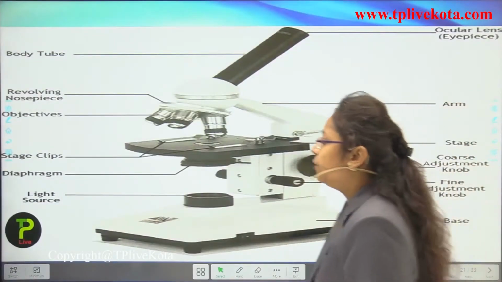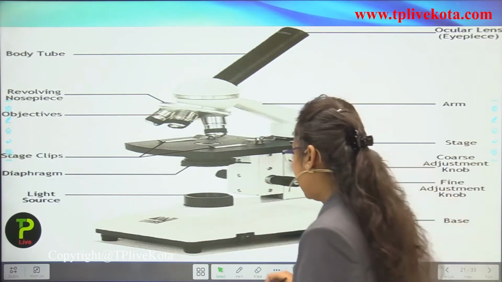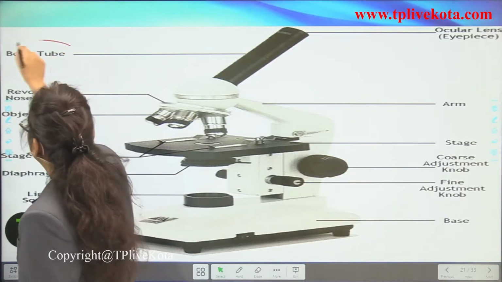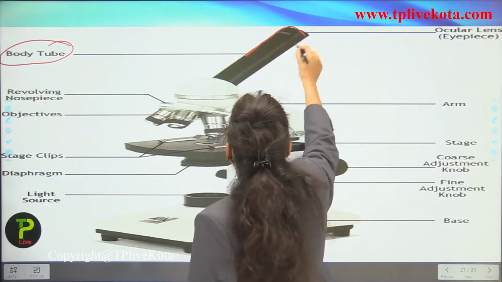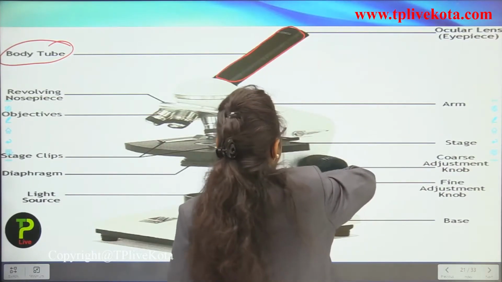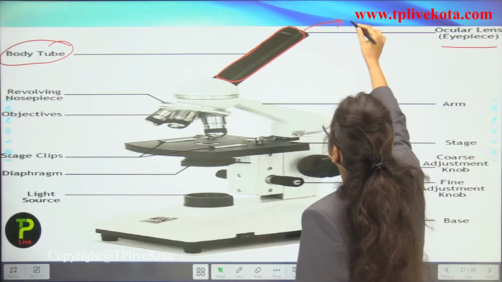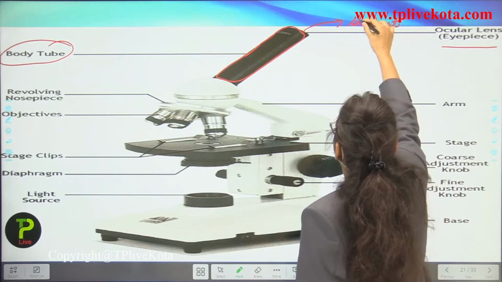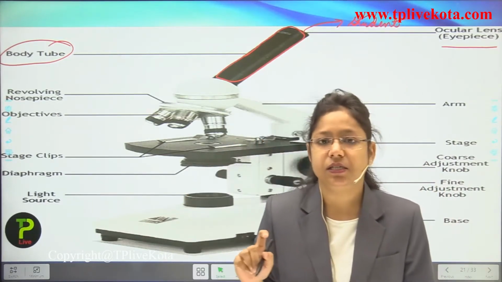Okay, now we are going to revise each and every part which we have read in the last slides. So first we read about the body tube. So this is the body tube. Okay, you can see here this part is considered as what? The body tube. This is the eyepiece. So the person or the scientist or the student who is going to observe this specimen puts an eye over it and sees the specimen.